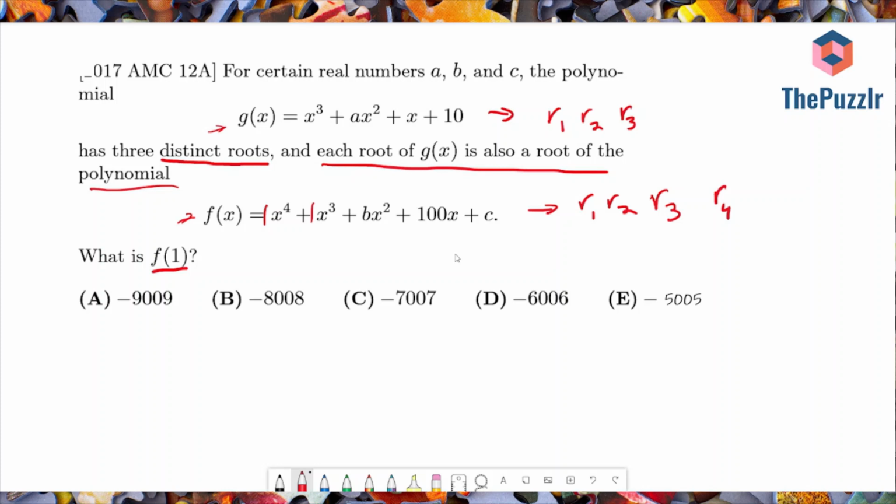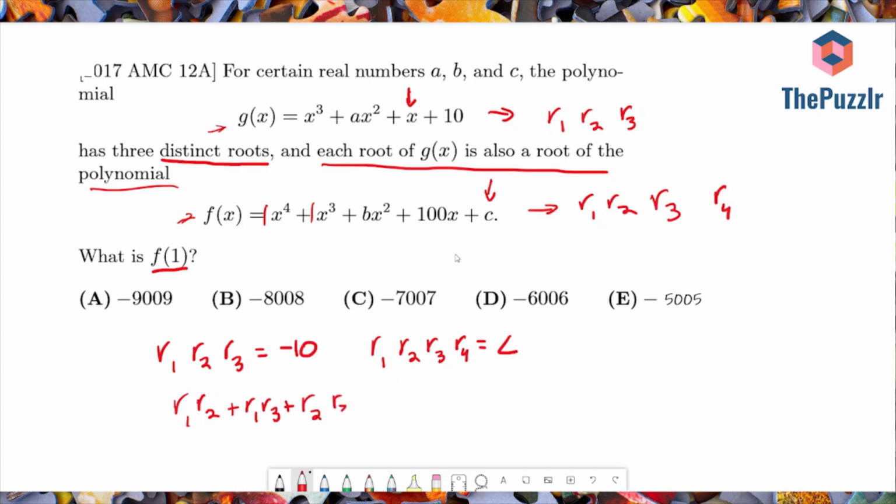We are given from the offset that r1 r2 r3 is going to be equal to negative 10. What can we derive from Vieta's right here? The product of all the roots, r1 r2 r3 r4, is going to give us positive c. What else do we have from Vieta's? The two-at-a-time sum, taking 2 at a time, is r1 r2 plus r1 r3 plus r2 r3, and the coefficient of that is equal to positive 1.